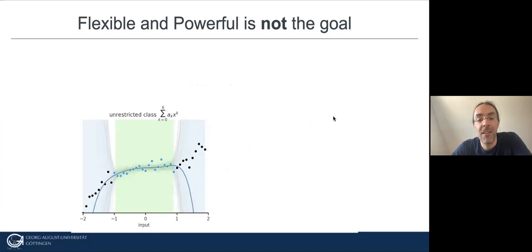All right, and again, this flexibility and a powerful network is not the goal. And I also want to demonstrate this with a simple example because I think it's important. So let's say it's a similar situation. We have some training data. So those are the blue points here.